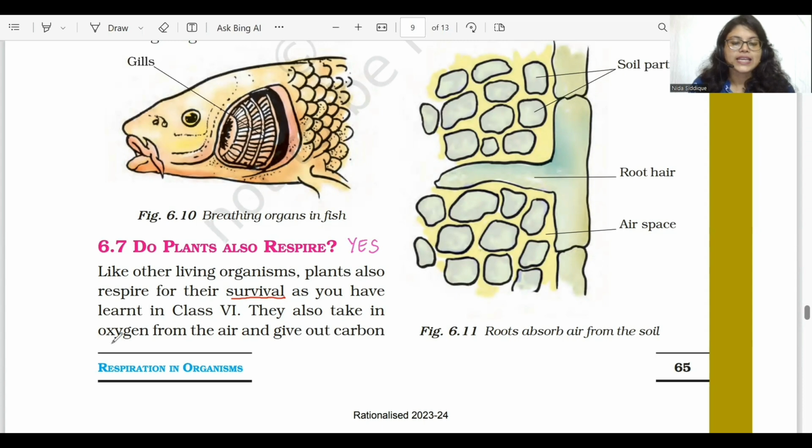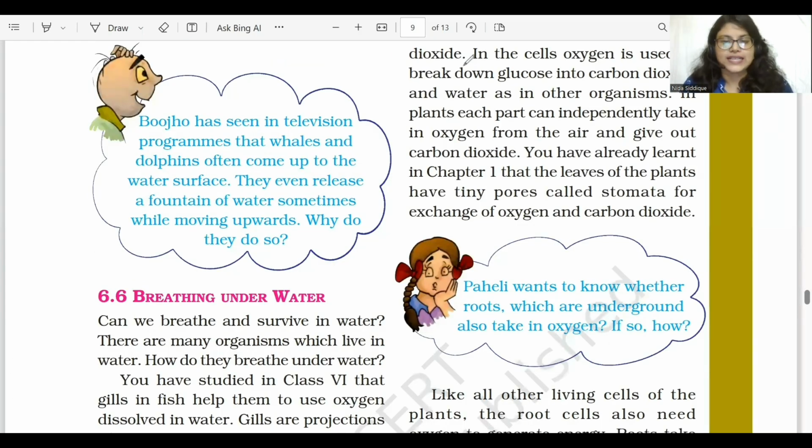So plants also take in oxygen from the air and give out carbon dioxide. In the cells, this oxygen is used to break down the glucose into carbon dioxide and water, just like other living organisms. So plants also take oxygen from the air. This oxygen is utilized to break down the food. And again, this food is going to break down and release energy along with carbon dioxide and water.